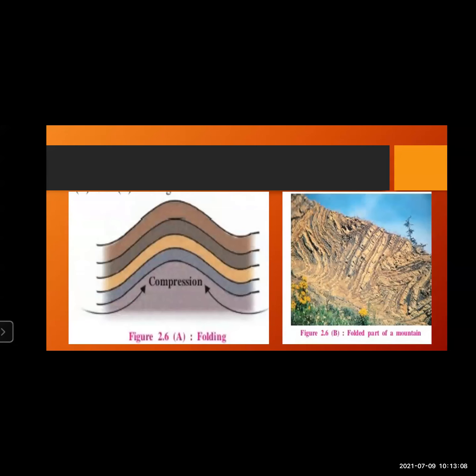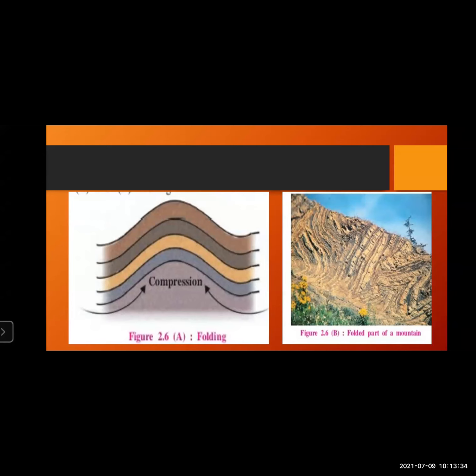Now you can see here compression, as well as in the second slide you can see the picture of a fold mountain, the fold part of the mountain, and see the design which is created on this fold mountain. Now, in fold mountains, energy is transferred from the interior of the earth. You can see here how the energy waves work.